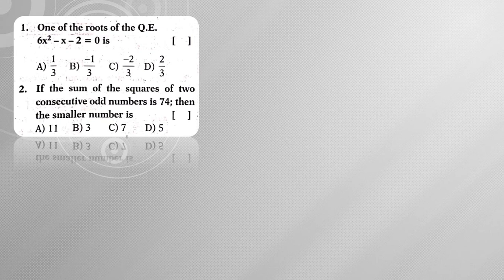One of the roots of the quadratic equation 6x square minus x minus 2 is equal to 0. If you want to find one of the roots, either you can go by the option verification method, if it is possible, or otherwise you can go with the formula method. So what is the formula method?